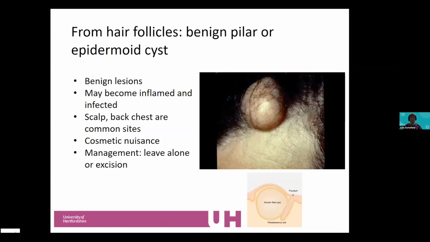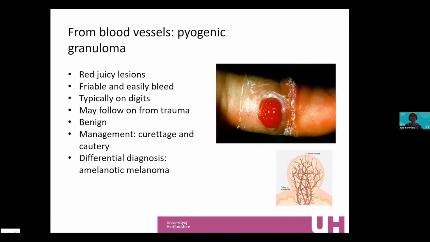Epidermoid cysts or pilar cysts, you will probably see these. They're benign lesions and they may become inflamed and infected. The commonest sites are scalp, back and chest. Unfortunately, the low priority frameworks that we have around the country mean that it's difficult for these to get excised unless there is any functional or psychological impairment. Unfortunately, though, if they get infected, they can be troublesome.